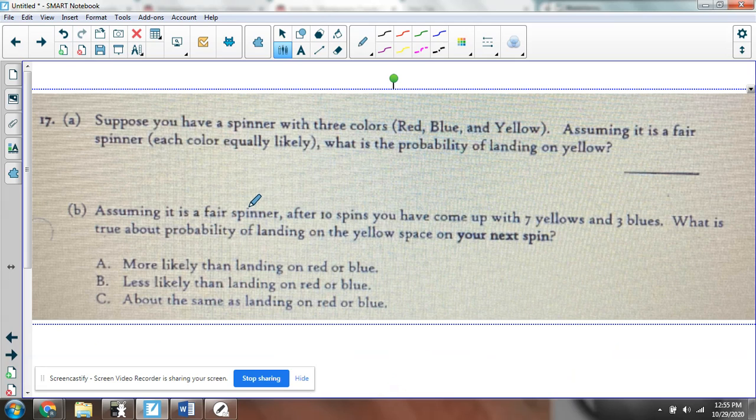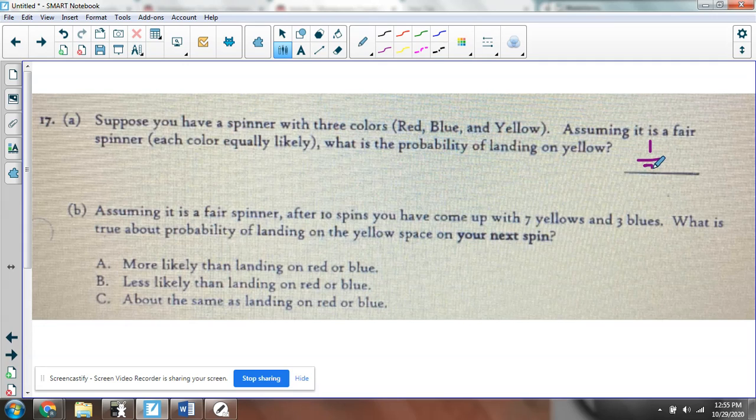All right, 17. Suppose you have a spinner with 3 colors, red, blue, and yellow. Assuming that it's a fair spinner, what is the probability of landing on yellow? Well, there's 3 colors, so there's going to be 1/3.